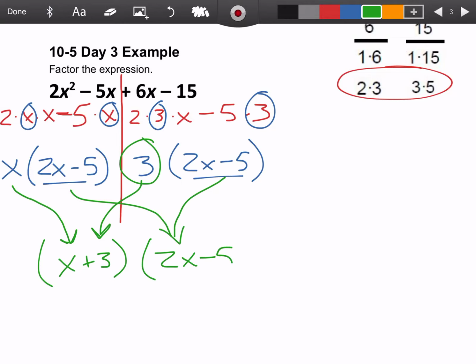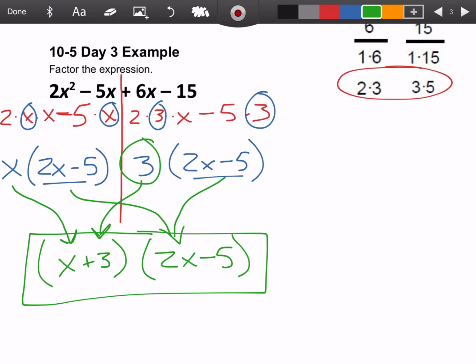We just write it once, though. It's not squared or anything like that. That's the common factor there, 2x minus 5. So we have x plus 3 times 2x minus 5. And this would be our final answer. And what we call that is, we would say that this is now in factored form.